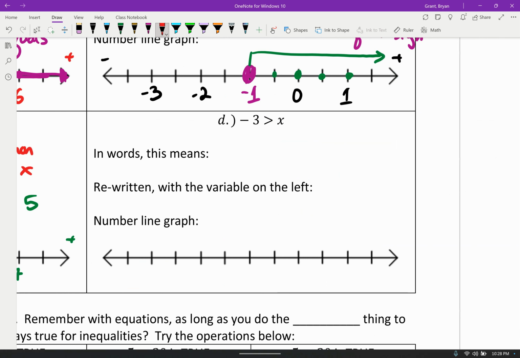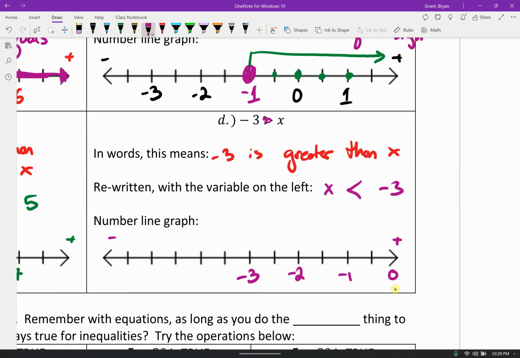-3, I should probably write this. -3 is greater than x. Let's flip it around. X, -3. Mouth is trying to eat the -3. So this is the same as saying x has to be less than -3. -3 in the middle, positives, negatives. -2, -1, 0. And more negatives are -4 and -5.